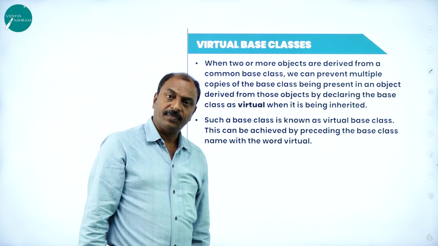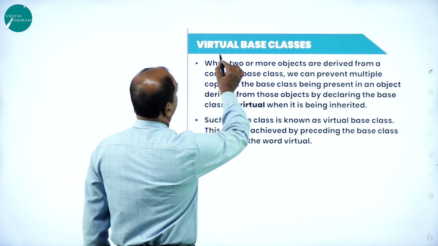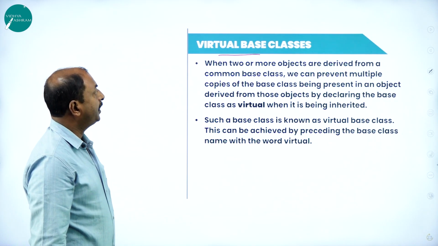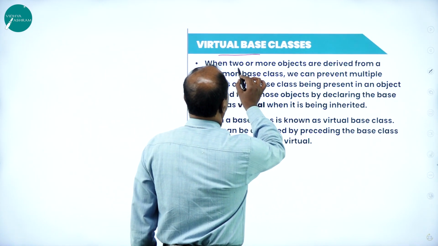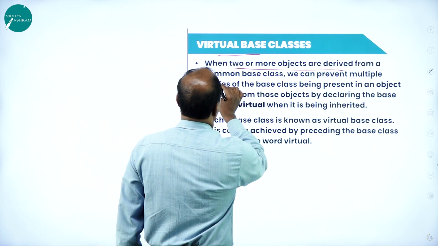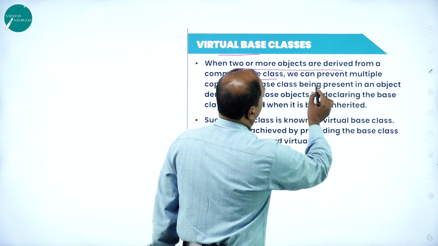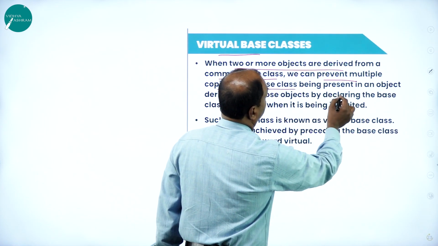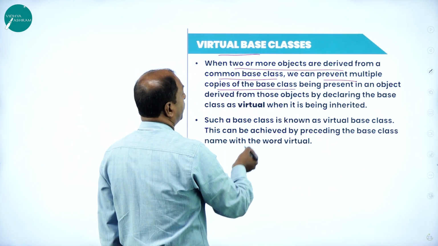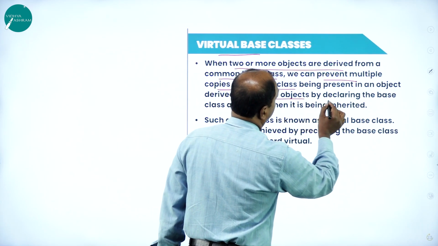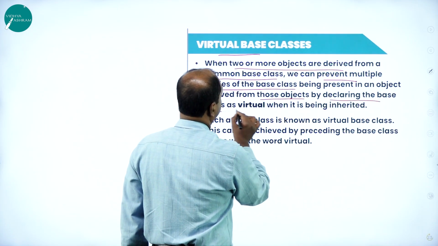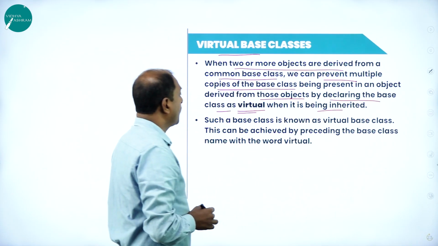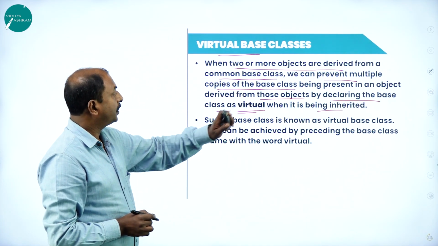Now let us see the next definition, virtual base classes. What is a virtual base class? When two or more objects are derived from a common base class, we can prevent multiple copies of the base class being present in an object derived from those objects by declaring the base class as virtual when it is being inherited. So what is the meaning of virtual here?